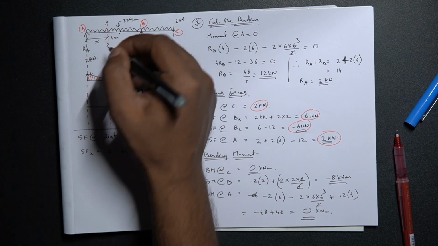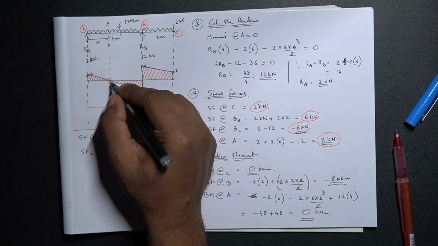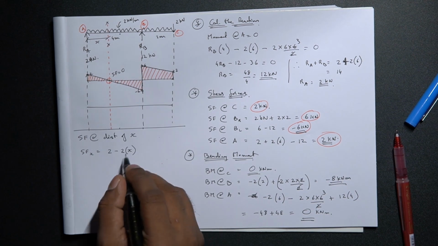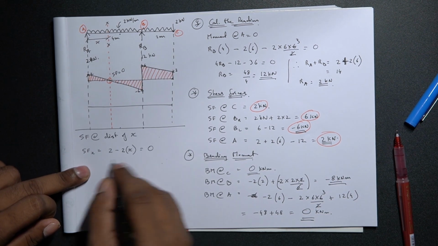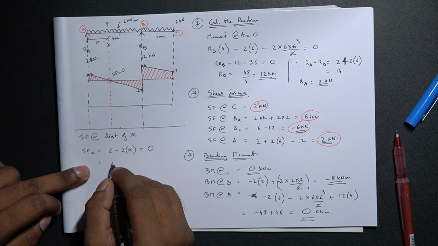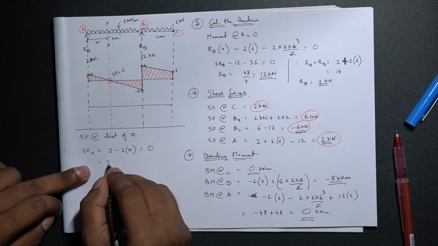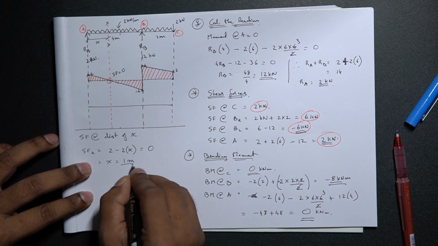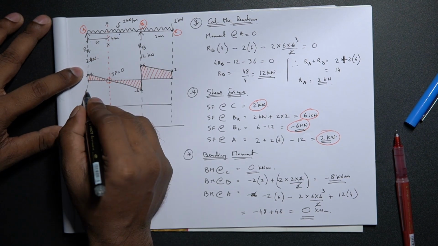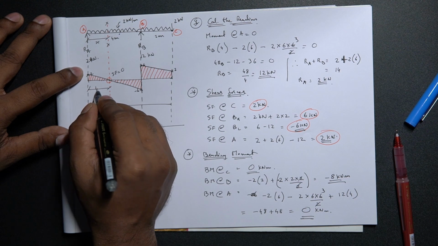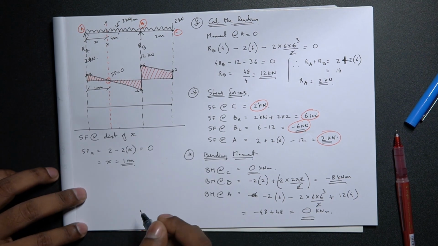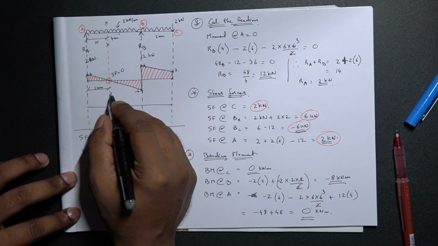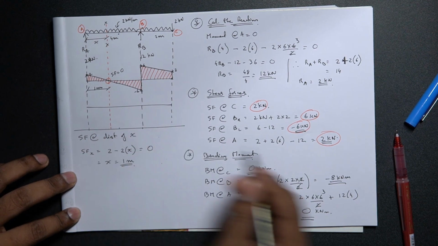Now we know at a distance of x the shear force is absolute 0. So we will equate this equation to 0 and we calculate x. 2x should be equal to 2, so x is equal to 1 meter. So the distance of x from point A is 1 meter. Now that we have the distance of shear force, we can also calculate the bending moment, the maximum bending moment.